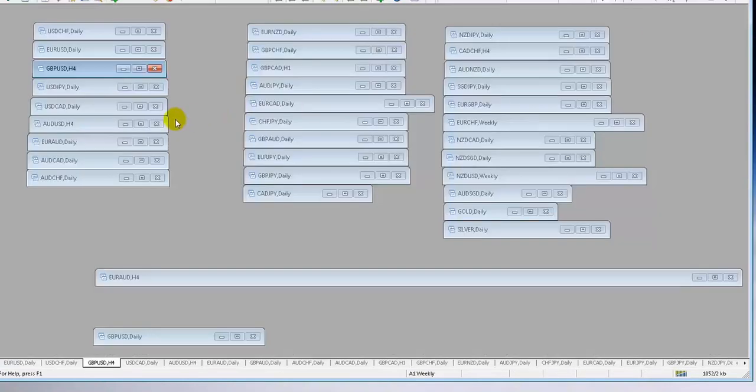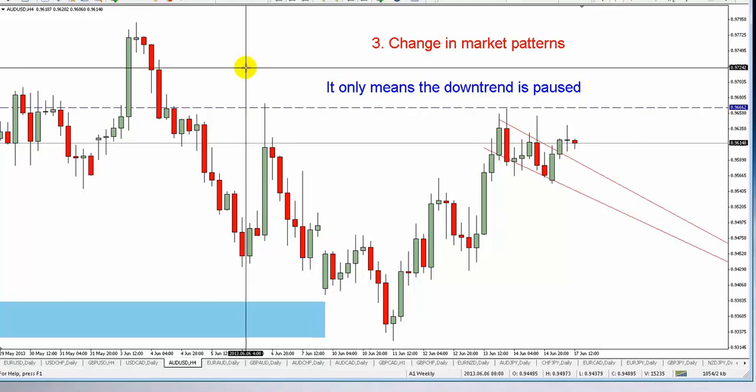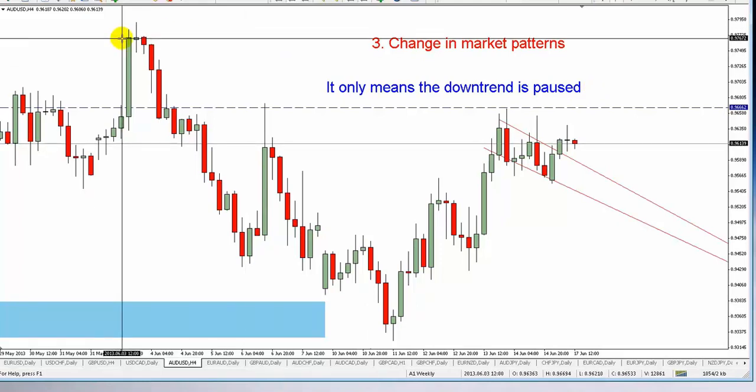It's kind of like the Aussie, where it'd be really great if the Aussie could go a little bit higher and then just fizzle. If it could get up to say these highs right here at 97.70, that would be great.